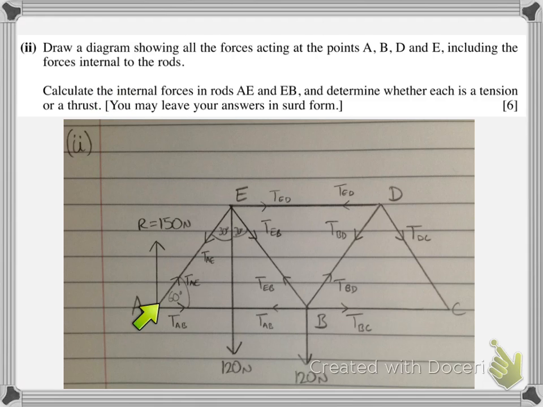So we've got the external forces, we've got the R which is 150 newtons, and the force E of 120 newtons, and a force at B of 120 newtons. And then all the internal forces are all these values that may be tensions or thrusts, which is another word for compression. And we can label them in any way. Some people like to call it T1, T2, T3 and so on.